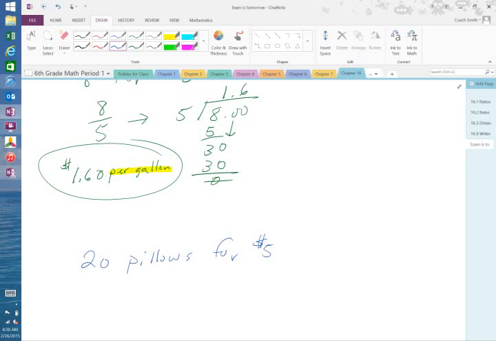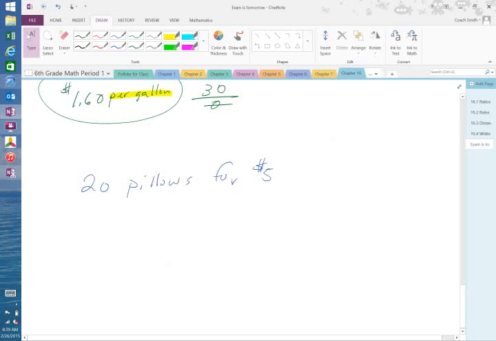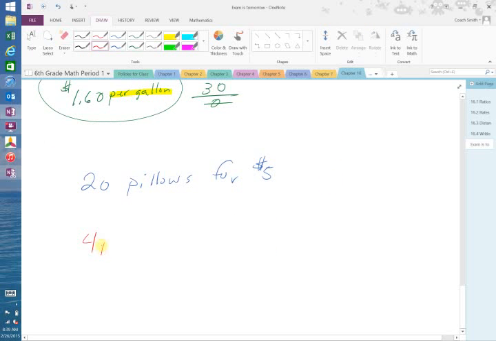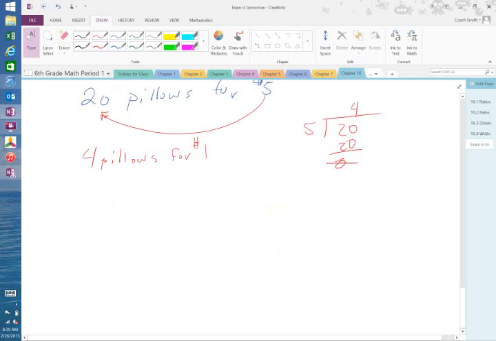Who has an answer? Joy, what'd you get? Yes, 4 pillows for $1. And all we did there is we simply divided the 5 into the 20. 5 goes into 20 4 times, with a remainder of 0. So we just took this and divided it into that.